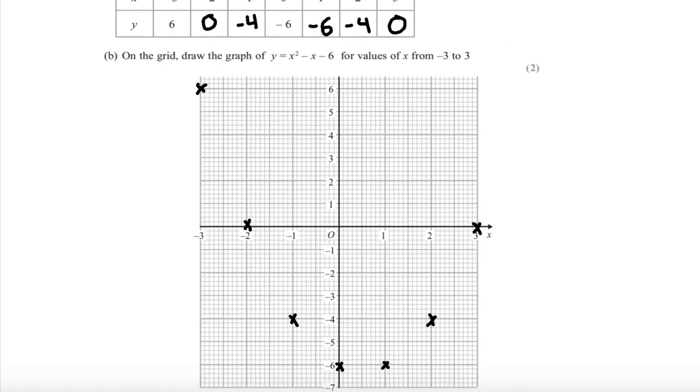Now all I'm going to do now is join the points together. So that's our answer to 5b.